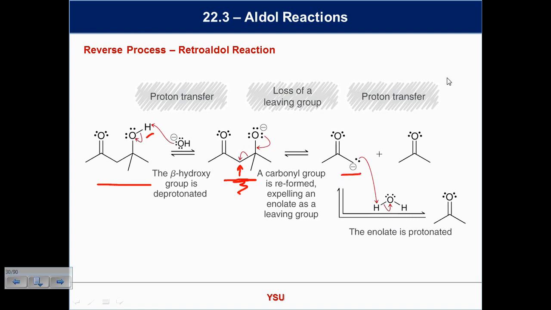So the aldol is reversible in every sense. You can go forward to make the addition products, you can come back by breaking the thing apart.